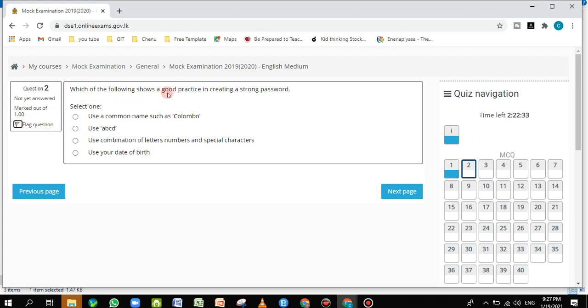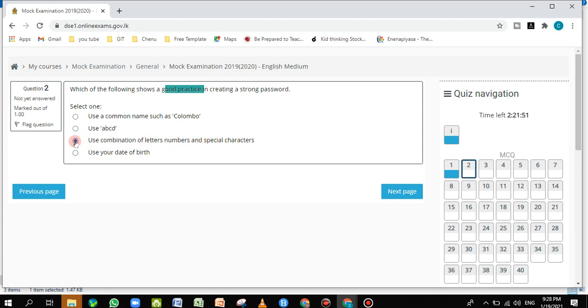Which of the following shows a good practice in creating a strong password? When we create a strong password, there should be a combination of letters, numbers, and symbols. Then the strength of the password will be high. Now we will see the answers. Use a common name such as Colombo. That's not good. They are asking for good practice. The second one is use ABCD. That is also not good, it can easily be guessed. Use a combination of letters, numbers, and special characters.